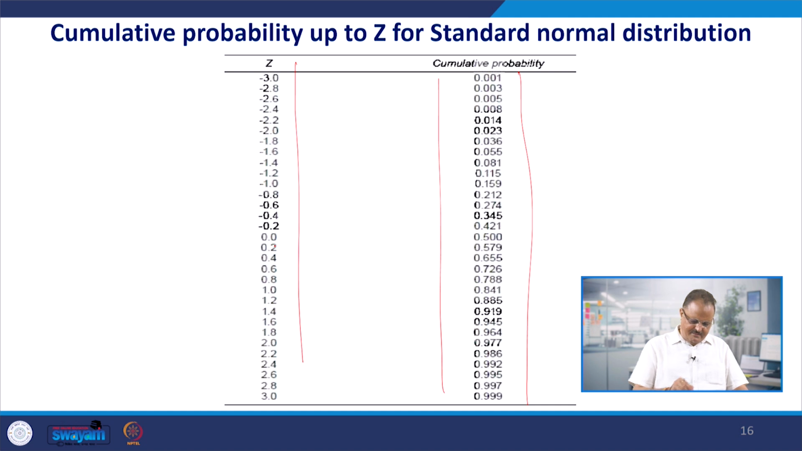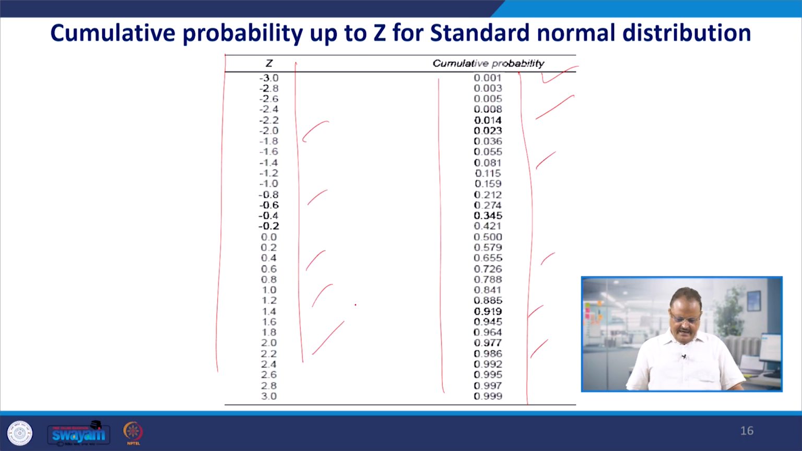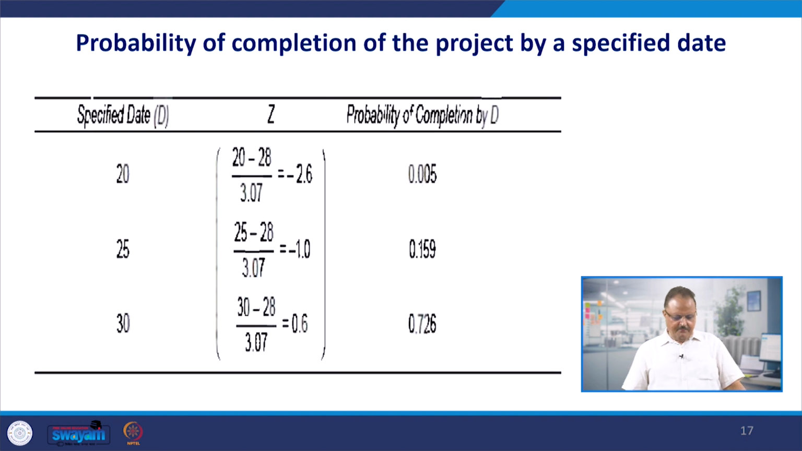I have taken these from the book, basically from Prasanna Chandra. These Z values are already calculated. You can refer to the book. You will find these values in the chapter on networking techniques. We don't need to calculate them when we have to calculate the possible date. All these Z values are already available, and the cumulative probability value is also given to us. We can use these different cumulative probability values for the different values of Z, and we can find out the probability of the completion of the project by a possible date.